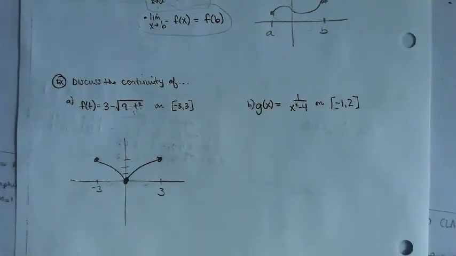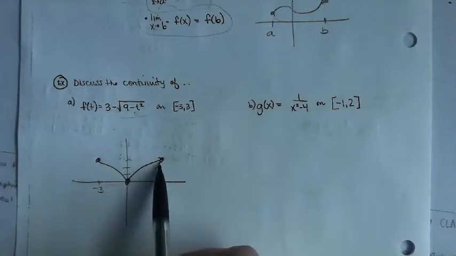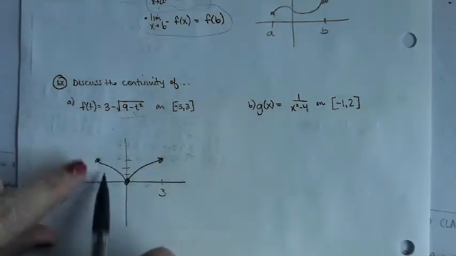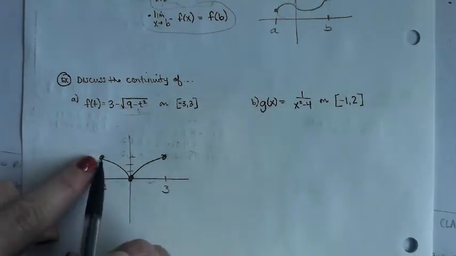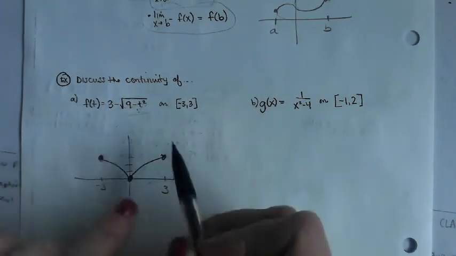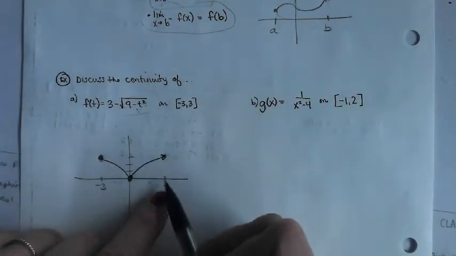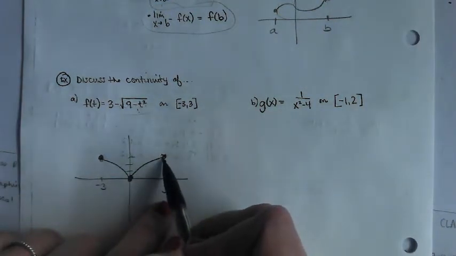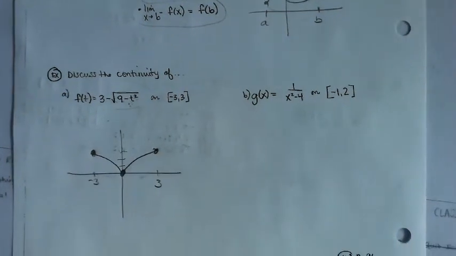So this is continuous on the closed interval because it's continuous everywhere in between, because our limit as we approach -3 from the right does equal the function value coming from the right, and our limit as we approach 3 coming from the left does equal our function value coming from the left.